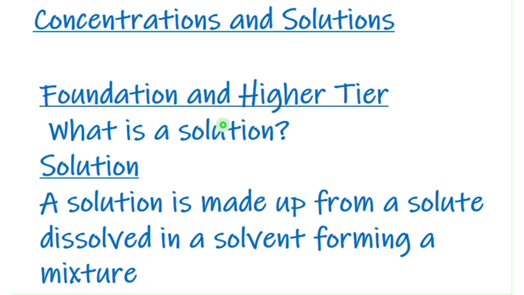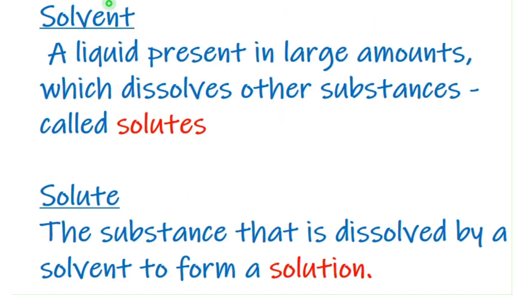Concentrations and solutions, foundation and higher tier. What is a solution? A solution is made up of a solute dissolved in a solvent forming a mixture. So what's a solvent? A solvent is a liquid present in large amounts which dissolves other substances, called solutes. For example, meths, water. Solute, what's a solute? The substance that is dissolved by a solvent to form a solution. For example, salt dissolved by water.